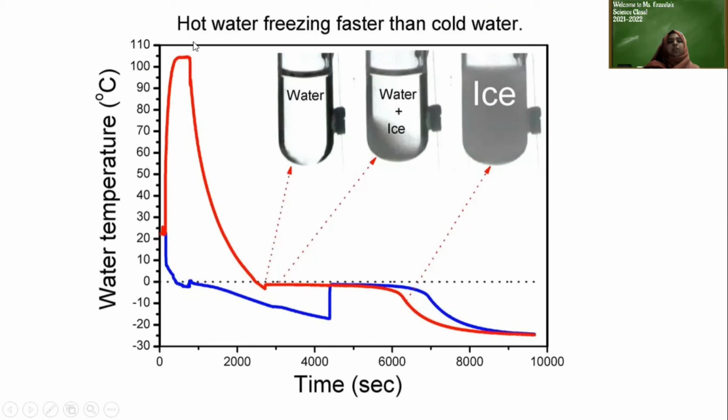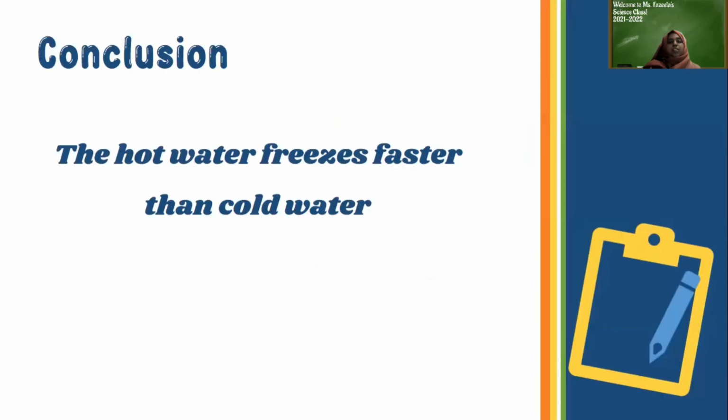You can see it was really hot, right? And then quickly it went down, and you can see at this point it's water already. At this point it became water plus ice, and by the time they reach here, it became completely ice. So what's the conclusion? The hot water freezes faster than the cold water.